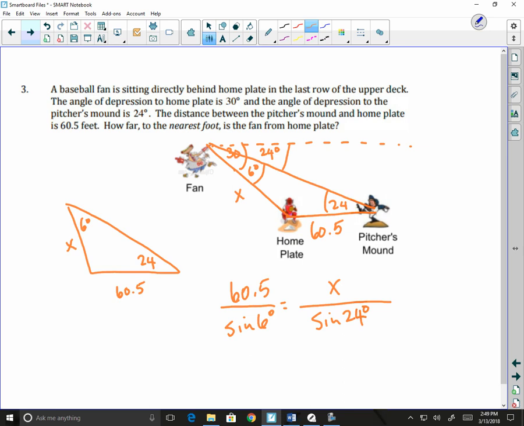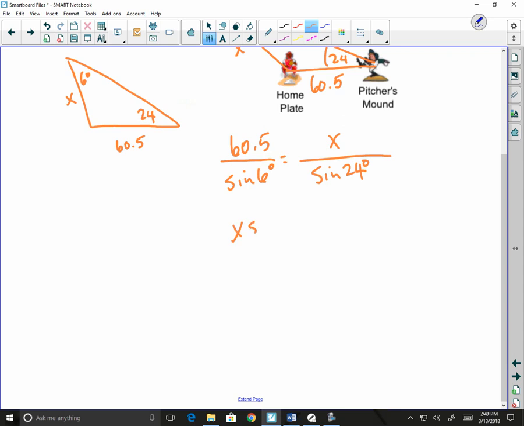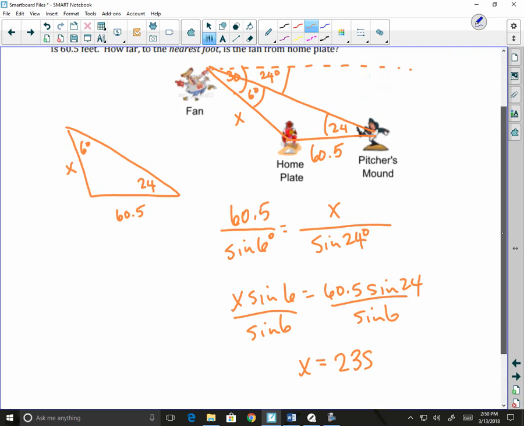Cross multiply and solve. So we get x sine of 6 equals 60.5 sine of 24. Divide by the sine of 6. And you get x equals whatever that comes out to be. 60.5 sine of 24 divided by the sine of 6 gives us 235.4, but it says round to the nearest foot, so 235 is the right answer.